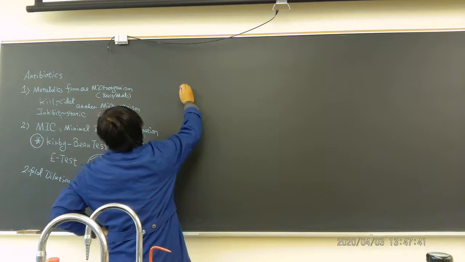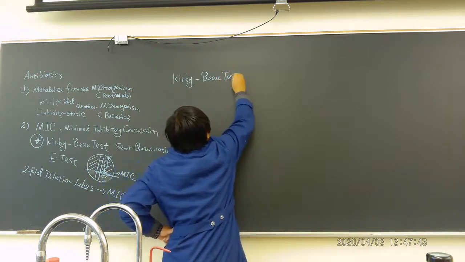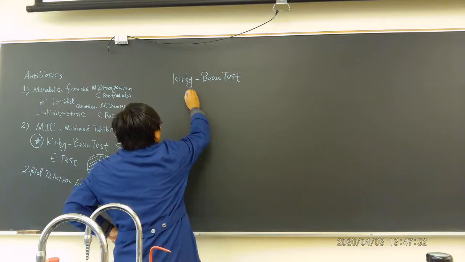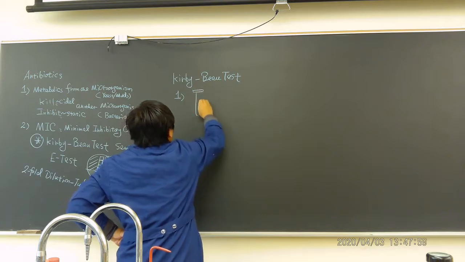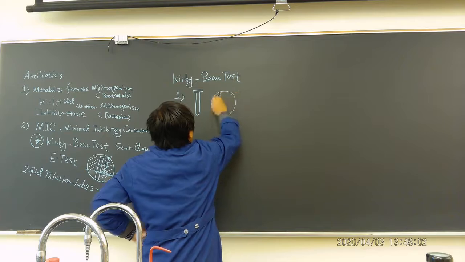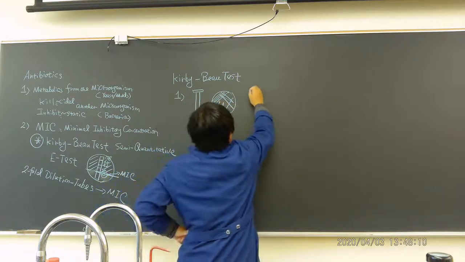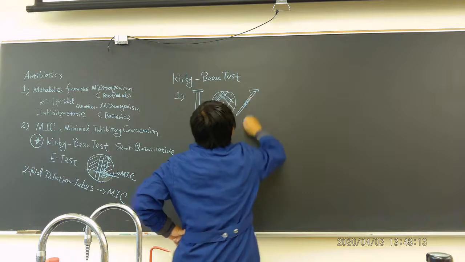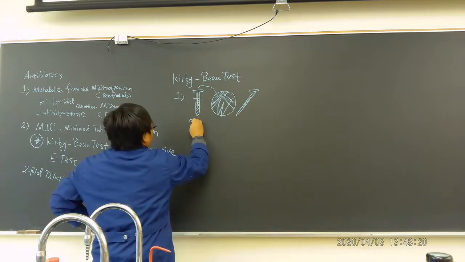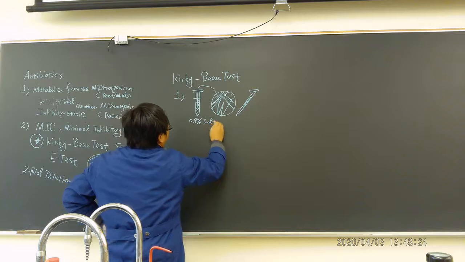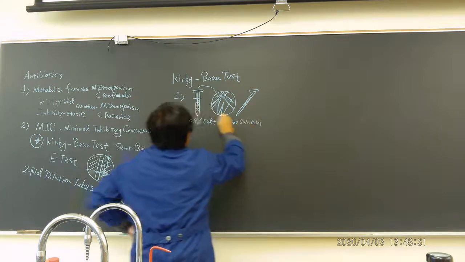So how do we do a Kirby-Bauer test? It is usually a disk-based test. The first step is you grow a bacterium, pick bacteria from a plate or a slant. It could be a colony from the plate or from the slant. Then we put it into a saline solution, usually 0.9% salt, and we mix it.